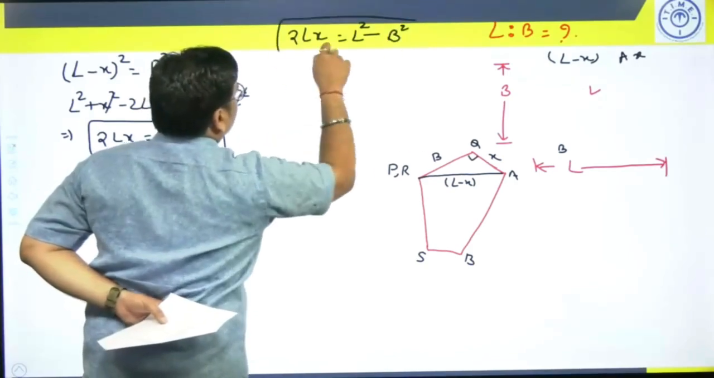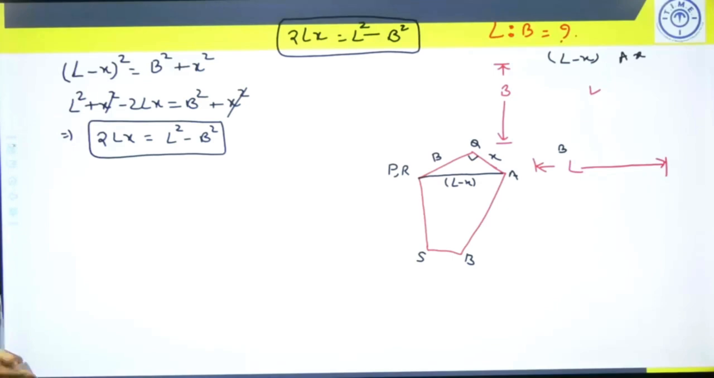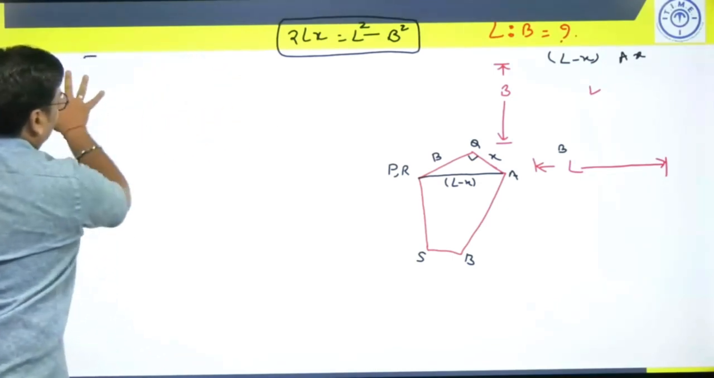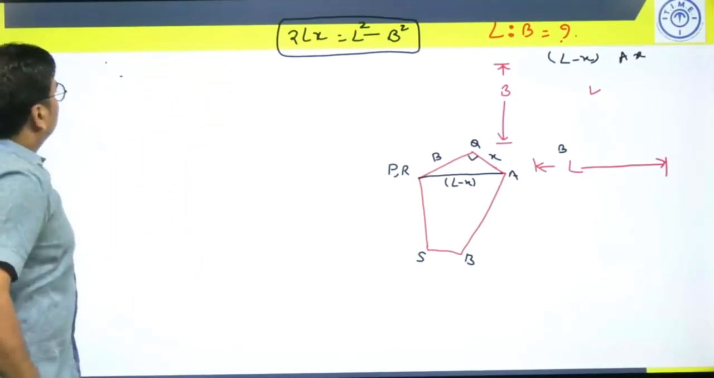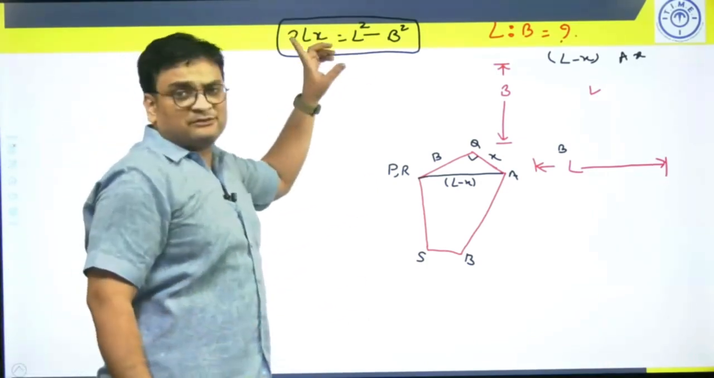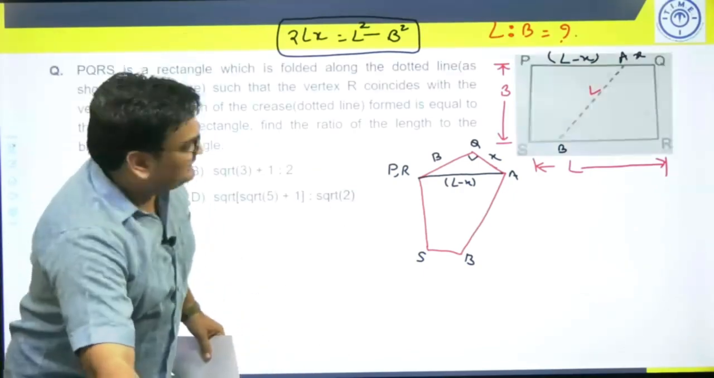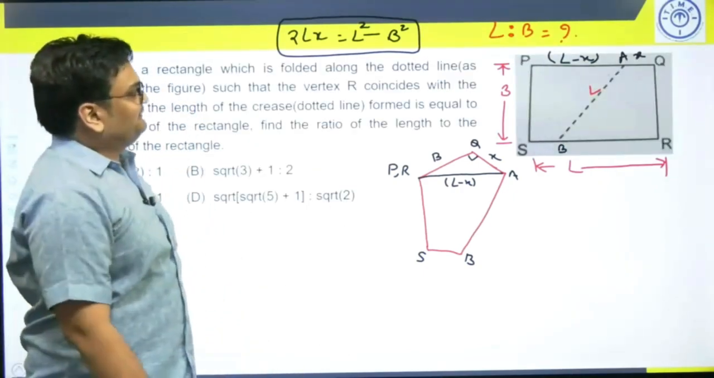I note it somewhere. I just clean this part again. I'm just cleaning this. You can note it down if you want to. So okay, we get one relation between L and B in terms of x, L, B and x. Now let's go back to this diagram, original diagram.